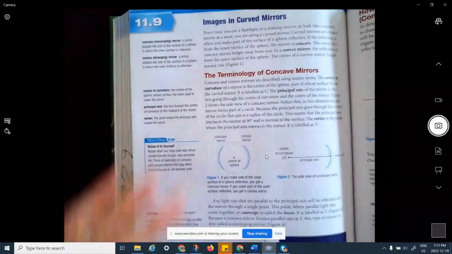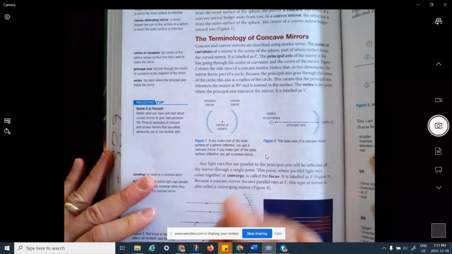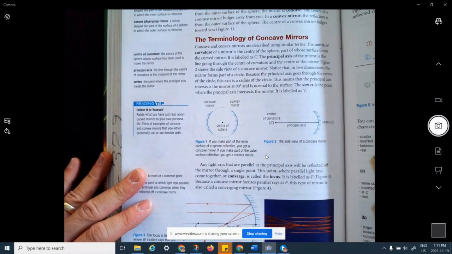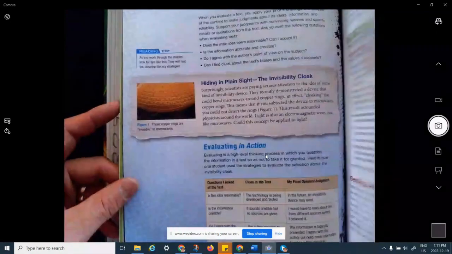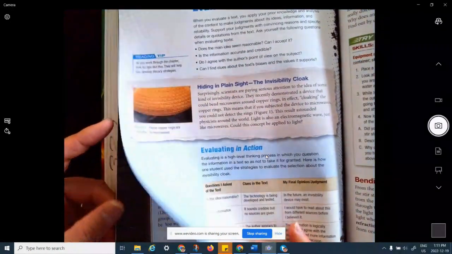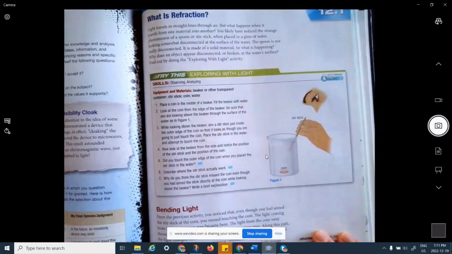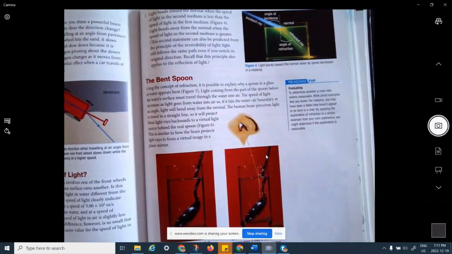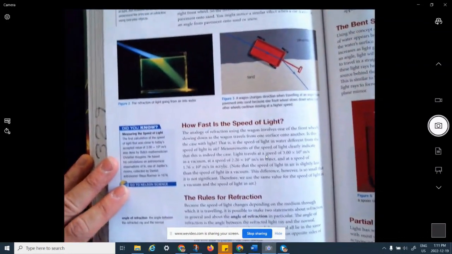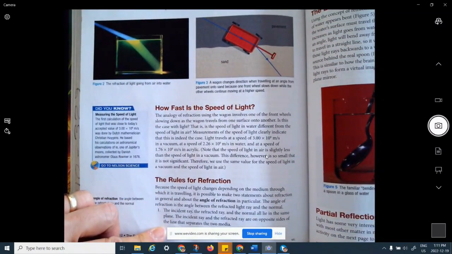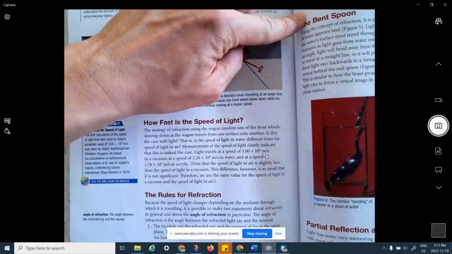Now, curved mirrors, we've been talking about that more recently, so make sure you know what those terms are. Actually, before we get to curved mirrors, I want to talk about refraction, because if you remember correctly, there is a calculation part. Refraction is the bending of light. There are different rules for refraction, so make sure you look through those rules.